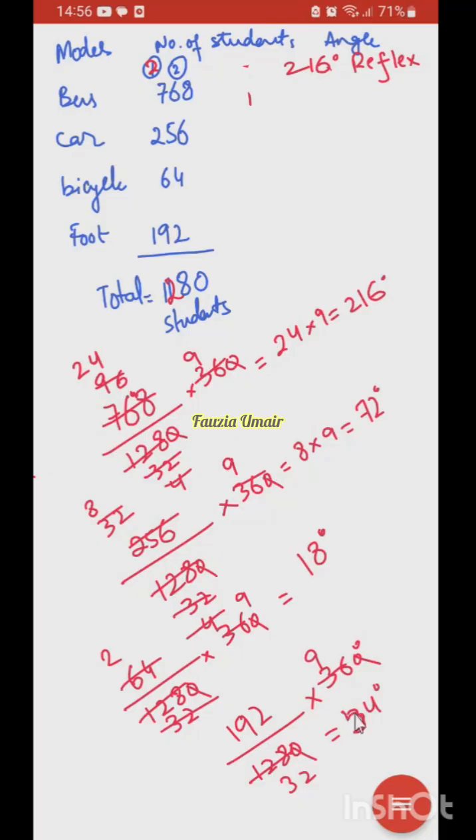So if you are in a hurry in the paper, like time is running short, you can leave this calculation. You can add the three numbers and you can cancel with 360. Now the angles are 216, 72, 18 and 54 degrees, right?